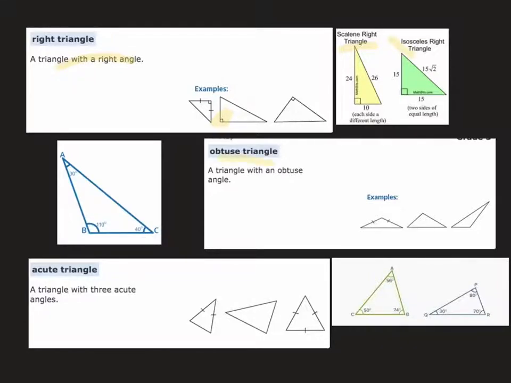An obtuse triangle is a triangle with 1 obtuse angle, and an obtuse angle is defined as greater than 90 degrees. A right triangle is not obtuse. An obtuse angle has to be greater than 90 degrees. An acute triangle is a triangle with all angles less than 90 degrees. And you can see 2 examples of those right here. You can have an equilateral triangle that is acute because all angles are less than 90 degrees.